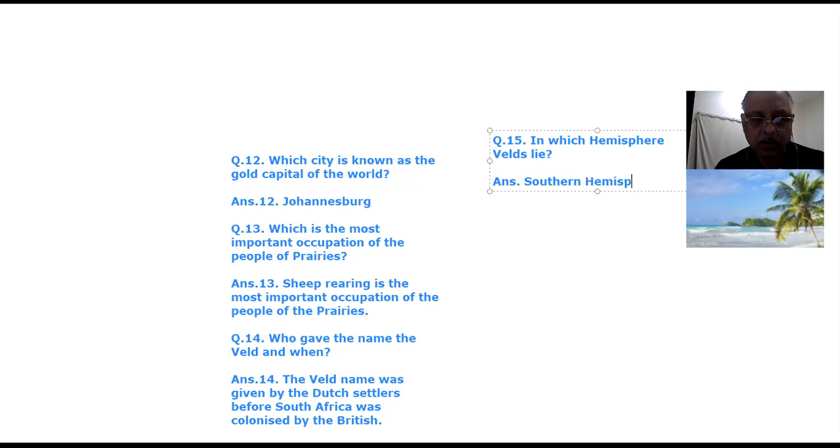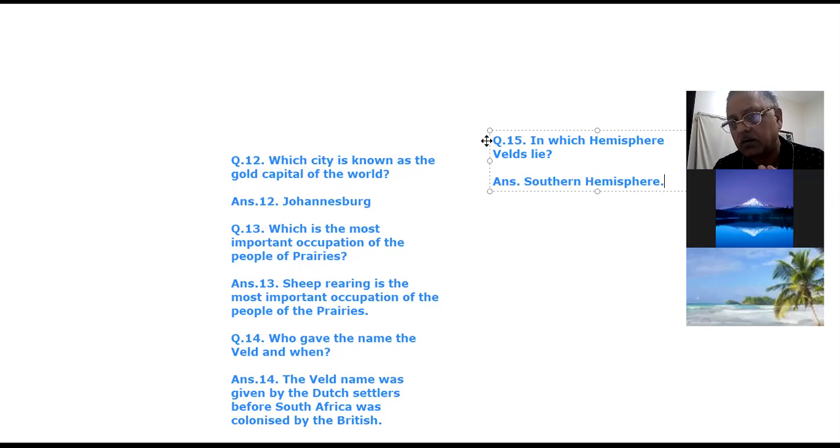That's why they have winter in July. In which hemisphere? Southern hemisphere. Yeah, that's why they have winter in July. Oh yeah, it's written here. Whales lie in the southern hemisphere. Yeah, very good. When it is summer for whales, what season?